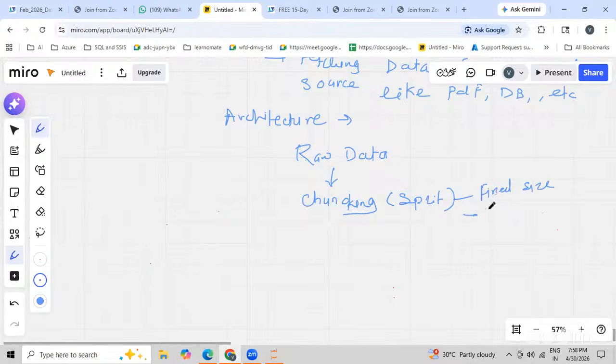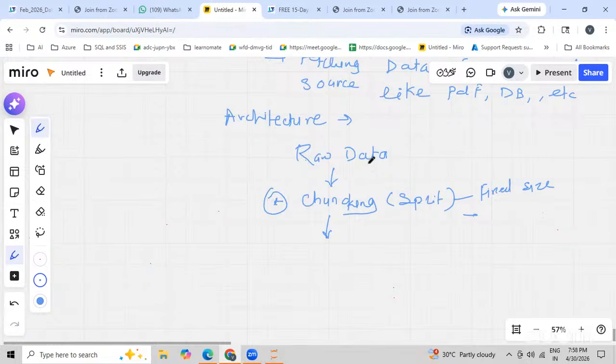Okay, paragraph based chunking, smart based chunking. There are different types of chunking methods. Then I will show you what chunking is. We will take this concept after this architecture.